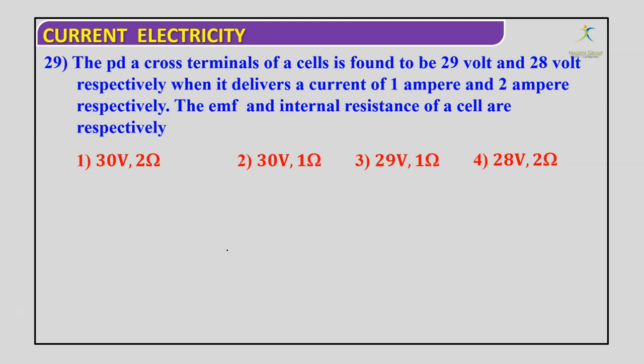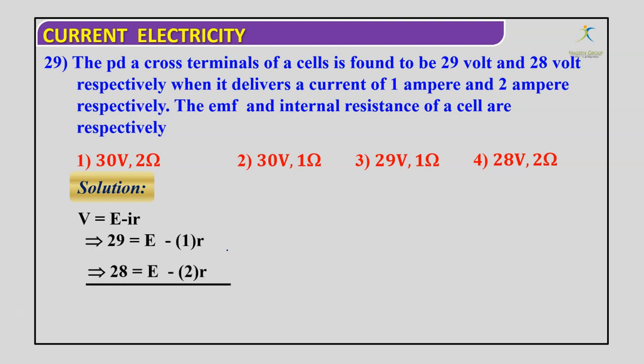Let's pause this video and try to do it yourself. Now we move on to the solution part. So we know that the potential formula for this question is V equals E minus IR. We just put all these values together and get the result R equals 1. Now this R equals 1 ohm.